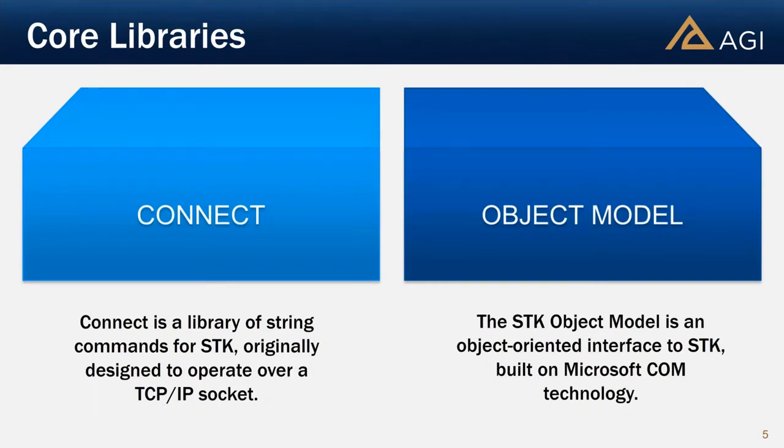So not too much to touch on this, but I do also want to mention that there are a couple ways you can connect your tools and capabilities together. One is using the Connect library, and then the other is using the STK object model. Neither one is necessarily faster or slower than the other. It's really just up to you as to how you would want to utilize these libraries.